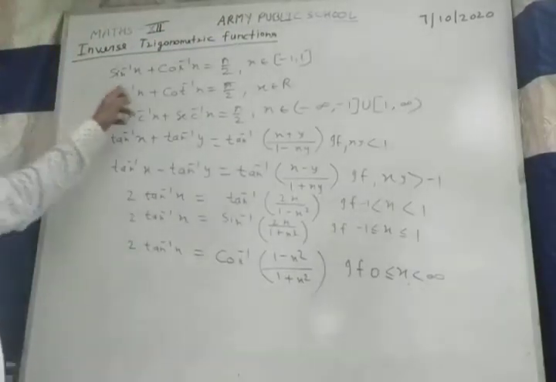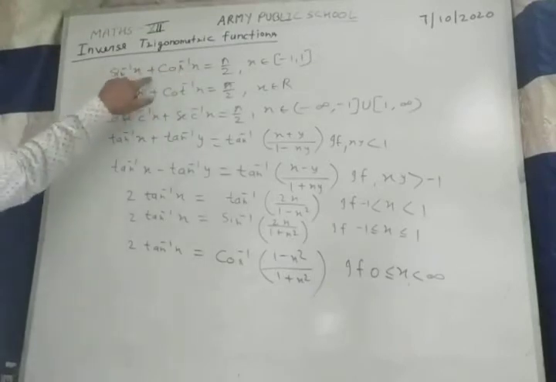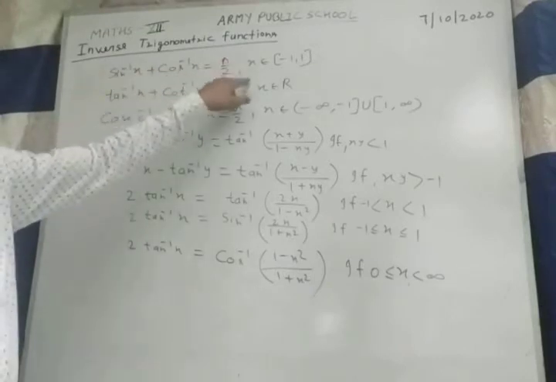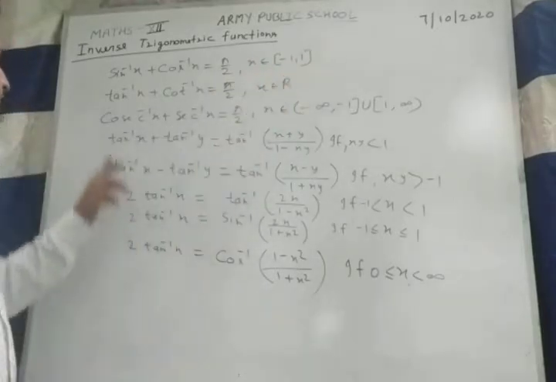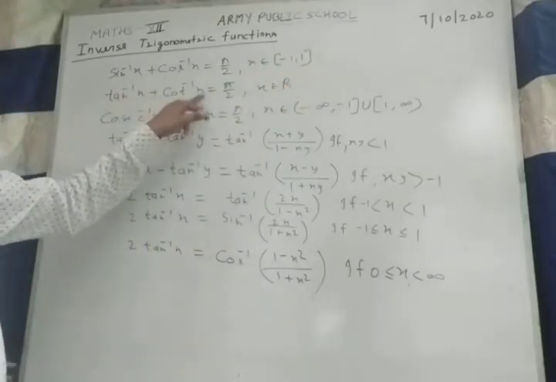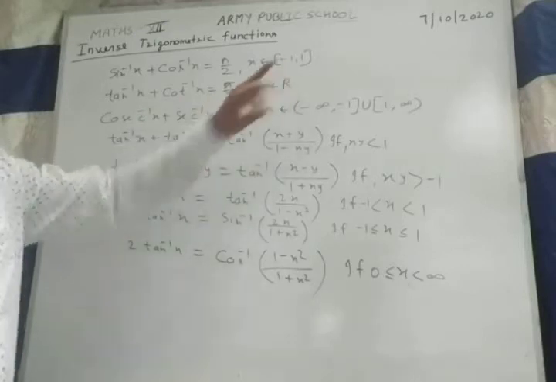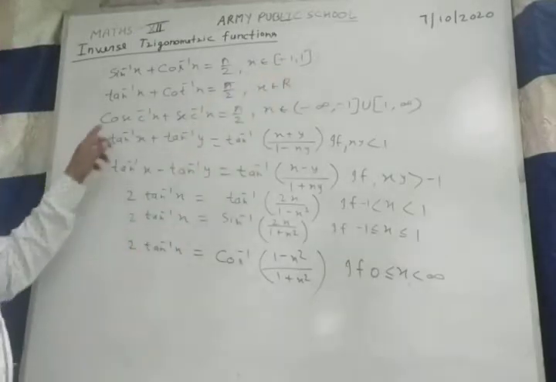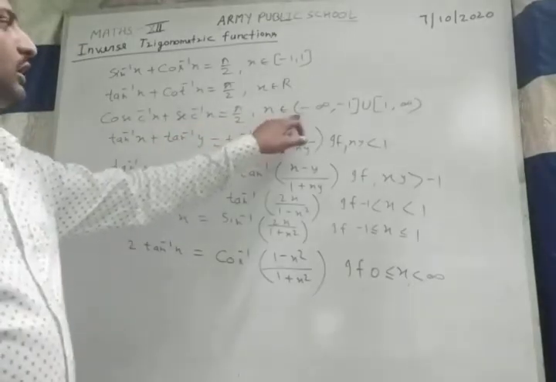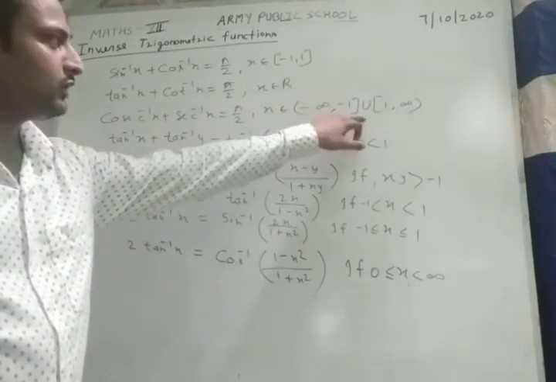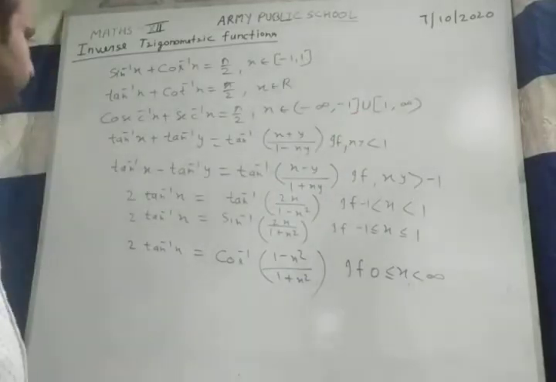Now some other formulas. Sin inverse x plus cos inverse x is equal to pi by 2 when x belongs to minus 1 to 1. Next, tan inverse x plus cot inverse x is equal to pi by 2 when x belongs to R. Cosec inverse x plus sec inverse x is equal to pi by 2 when x belongs to minus infinity to minus 1 union 1 to infinity.